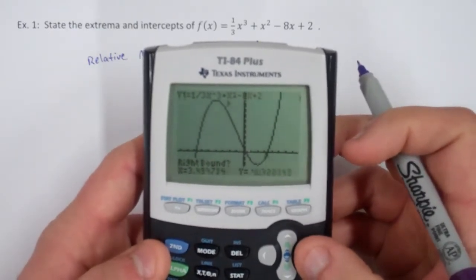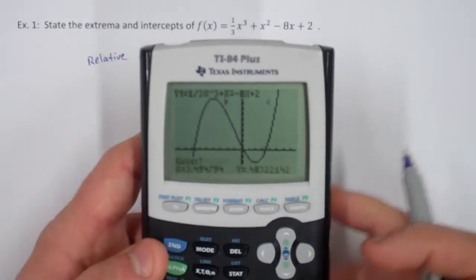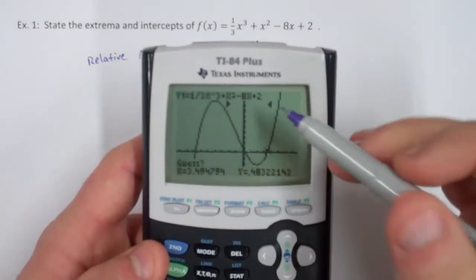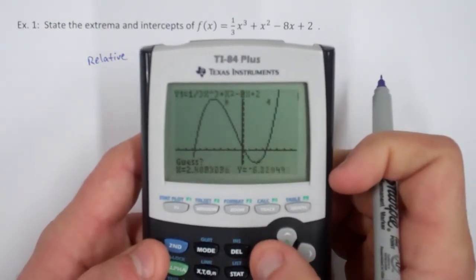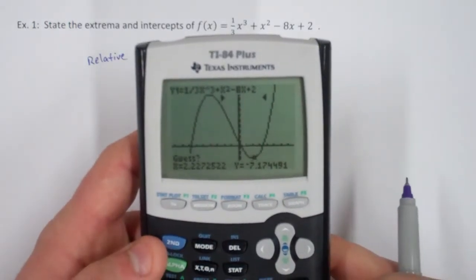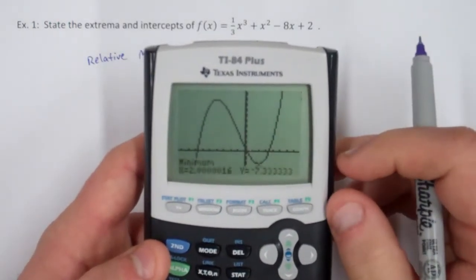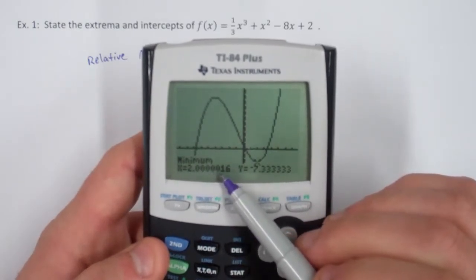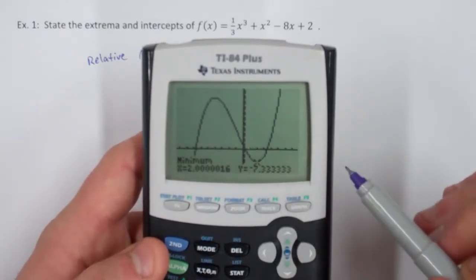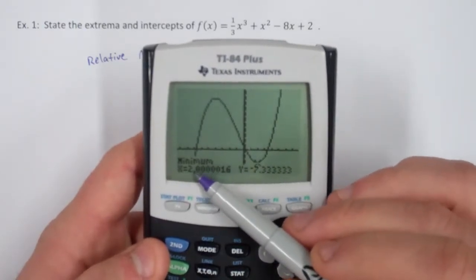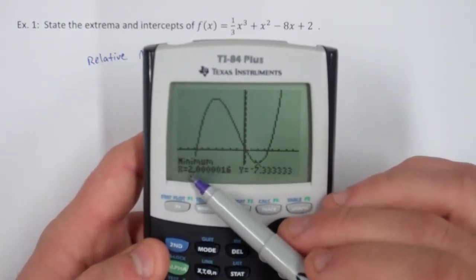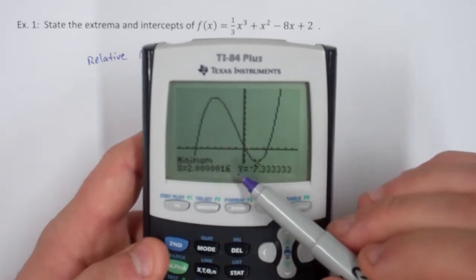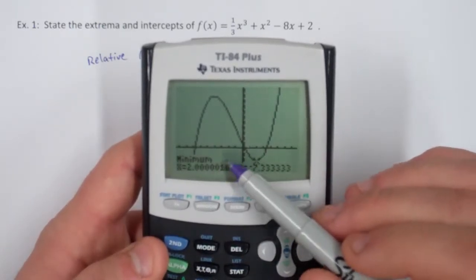And so how it does that is it asks for the left bound and the right bound, giving it kind of a section of the graph here to look at. And then it also wants you to guess in case there's a couple minimums in that area. So we'll guess right here. Notice how this minimum occurs at 2.000016 and -7.3 repeating. So it's not really positive 2.00000016. This is an error in the calculator.